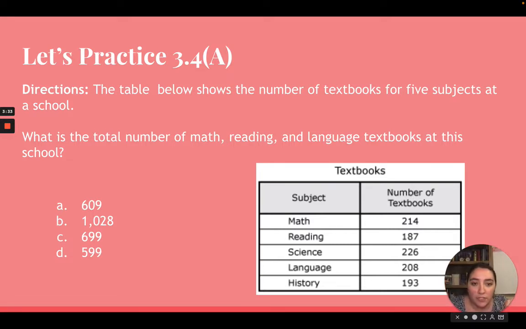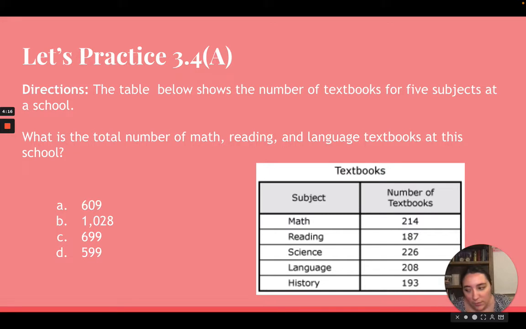Directions. The table below shows the number of textbooks for 5 subjects at a school. What is the total number of math, reading, and language textbooks at this school? When I see this, I need to figure out, am I doing addition, subtraction, multiplication, or division? This one says, what is the total number of math, reading, and language textbooks at this school? That tells me total. That's probably going to be something with addition or multiplication. I know we're working with addition, so that's going to be addition for this one. Now I'm like, okay, what does it want me to do?